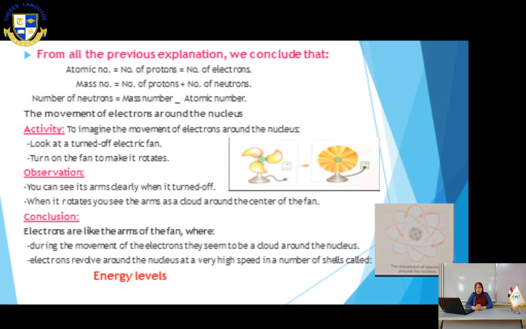Electrons are like the arms of the fan, where during the movement of electrons, they seem to be a cloud around the nucleus. Electrons revolve around the nucleus at a very high speed in a number of shells called energy levels.